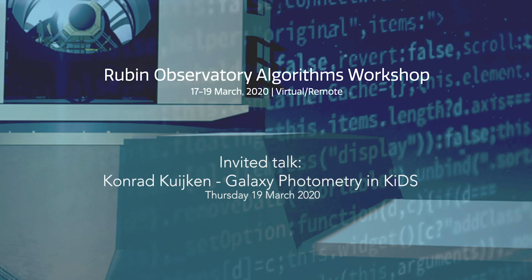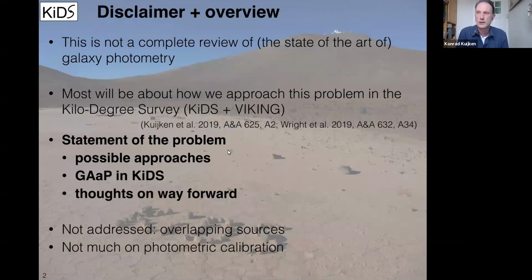I was asked to talk about galaxy photometry. So let me start with a big disclaimer, which is that this is not going to be a complete review of galaxy photometry by any means. I'm really going to concentrate on the things we've done in the context of our own Kilo-Degree Survey, KiDS plus VIKING, which I'll tell you about in a second. And much of what I'll describe is in these two papers here, for the references you can see on screen.